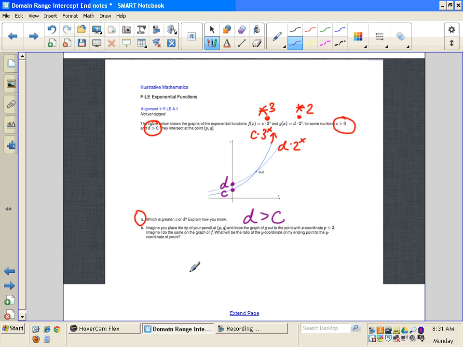I think that's it for today. Just remember with domain and range, D comes before R in the alphabet, just like your X comes before Y in the alphabet, X, Y, Z. So we know domain is always what are the X values that we're using, and range is always what are the Y values that we're using. Hope this helps.